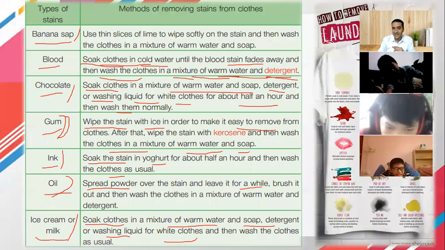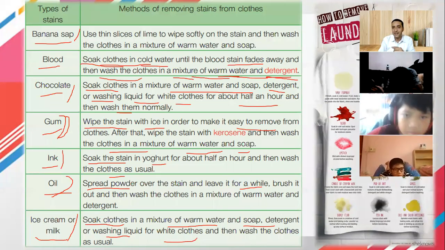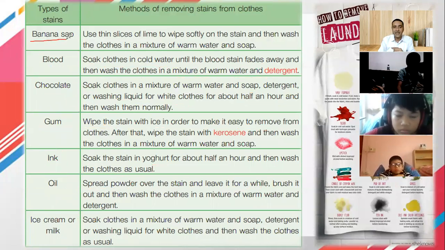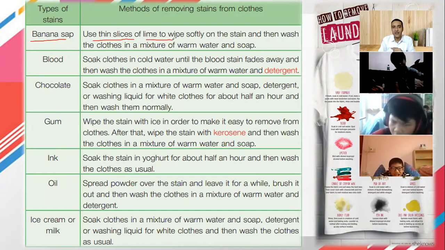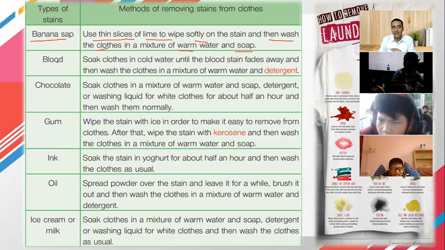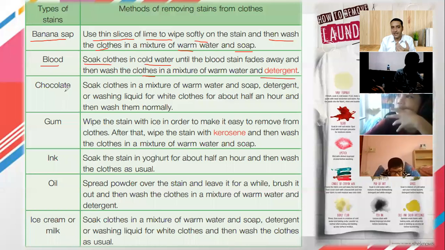Now, let's see one more time. Banana stain: use thin slices of lime to wipe softly on the stain and then wash the clothes in a mixture of warm water and soap. Blood stain: soak the clothes in cold water until the blood stain fades away, and then wash the clothes in a mixture of warm water and detergent.